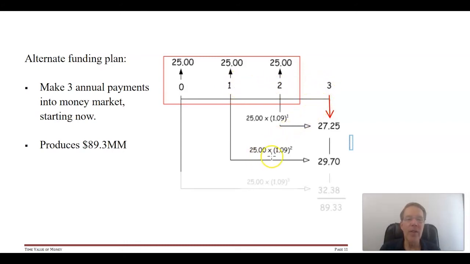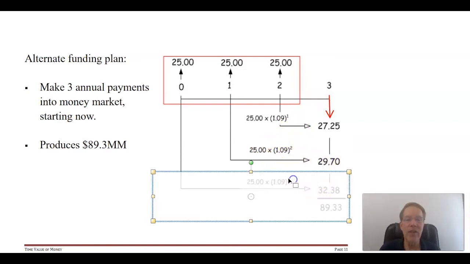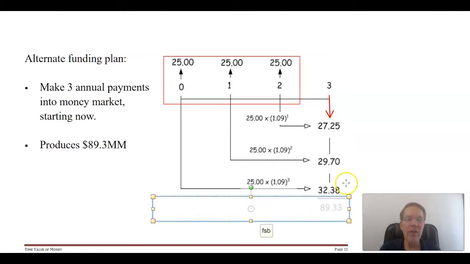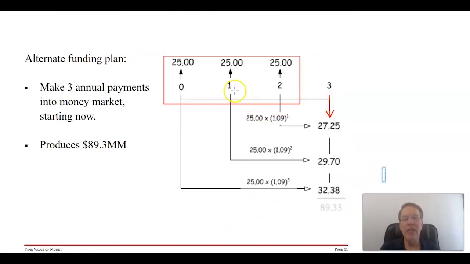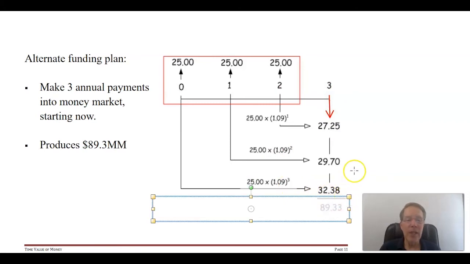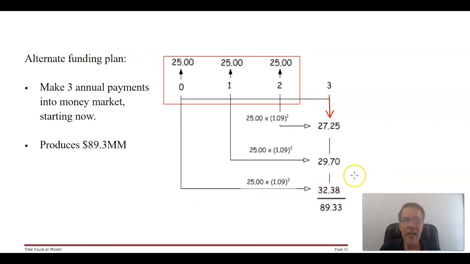So we do 25 times 1 plus 9% squared. It grows to 29.7. And now the first tranche that goes in today, that's going to have 1, 2, 3 years to grow. So we take 25 times 1 plus 9% cubed, and that's going to go to 32.38. And so now we add everything up and we get $89,330,000. Okay, so this would work.